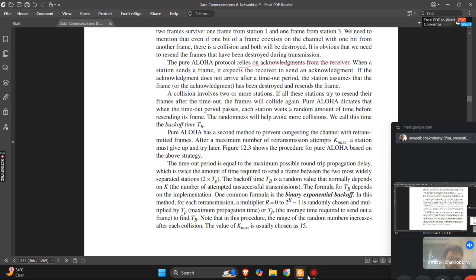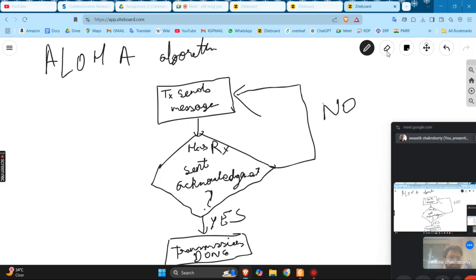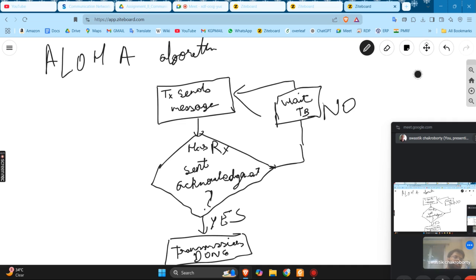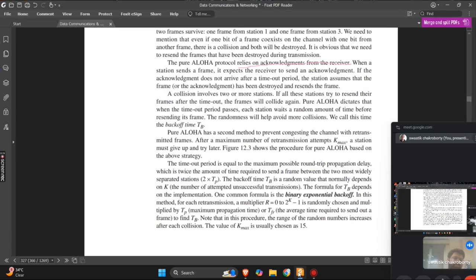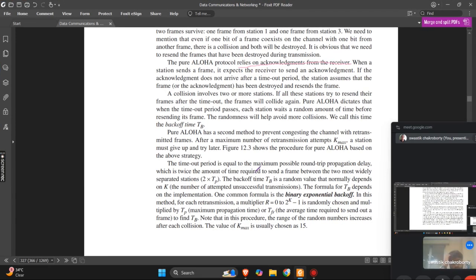So now we get another modification: instead of simply resending when we don't get the acknowledgement, we will wait the equivalent of a back-off time, TB. Wait TB. So we will wait this time and then we will send it again. So this is another modification to make the collisions rarer. So we will wait for a random amount of time. Every station will wait for a random amount of time.